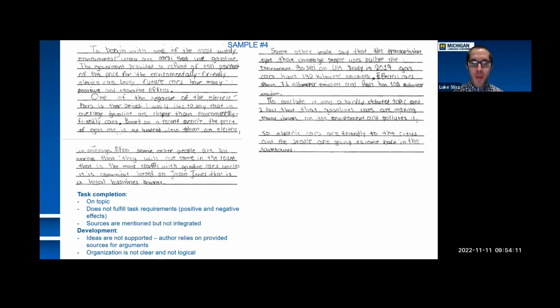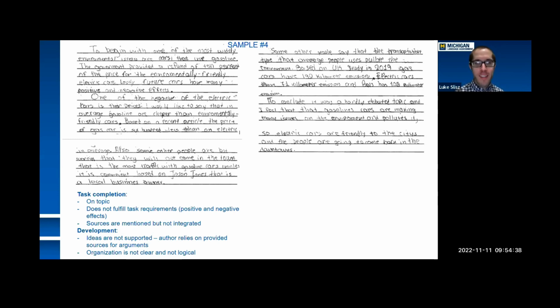The sources are mentioned, but they're not integrated at all. They simply list the information, again, that is in those sources: electric cars are more expensive, but maybe more beneficial to the environment, but they don't explain the consequences. What does that mean in relation to the argument they're trying to make? So their ideas are not supported. They're simply listing and including that information from the sources without expanding on them.